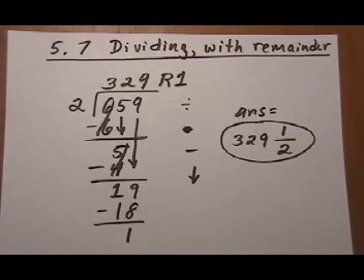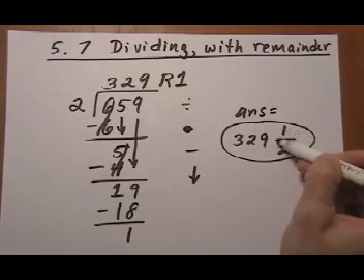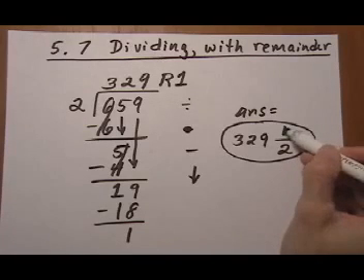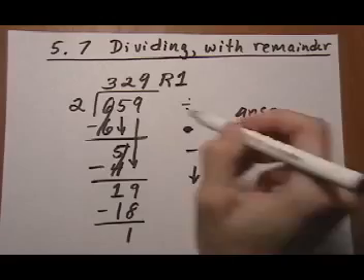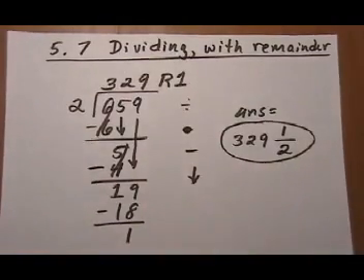So let's take a look at how we'll do it with algebra. And we're going to do the same thing with the remainder when we have algebra. We're going to take the remainder and make a fraction part out of it. The remainder will be the numerator. The divisor on the outside is going to be the denominator.